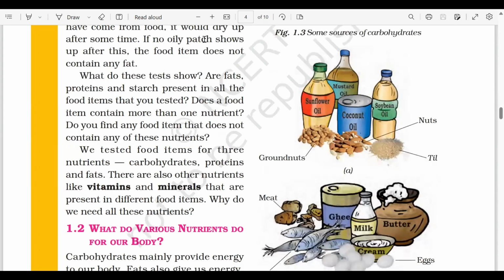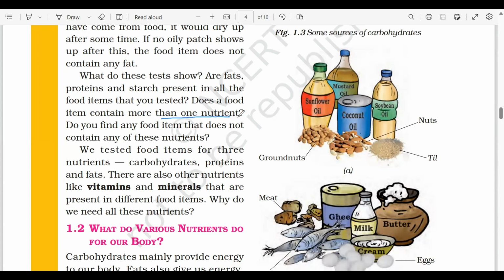Okay, now let's come back. So are fats, proteins and starch present in all the food items that you tested? So of course not. In some food items fats are present, in some proteins are present, in some starch is present. It also happens that some food items have combinations, a little protein will be there, a little fat will be there, right? So does a food item contain more than one nutrient? Yes, it can happen. A food item may contain more than one nutrient, but one nutrient is in a very large quantity, and another nutrient is in a smaller quantity.